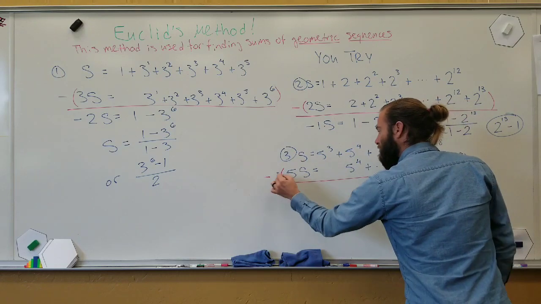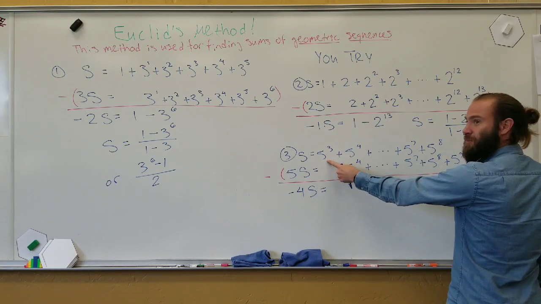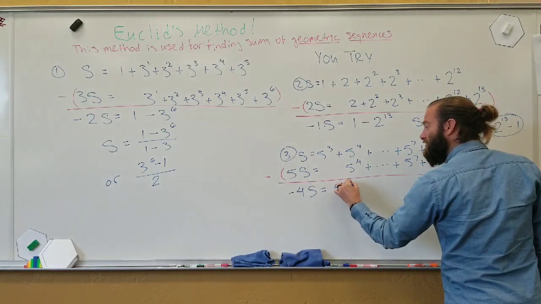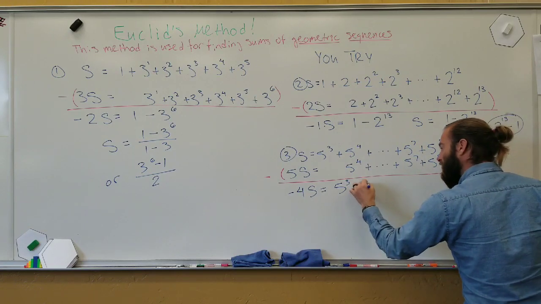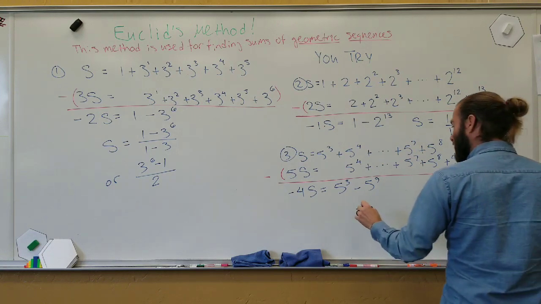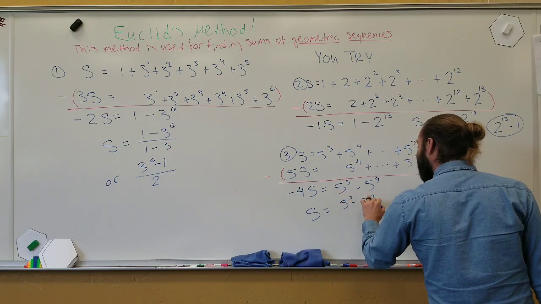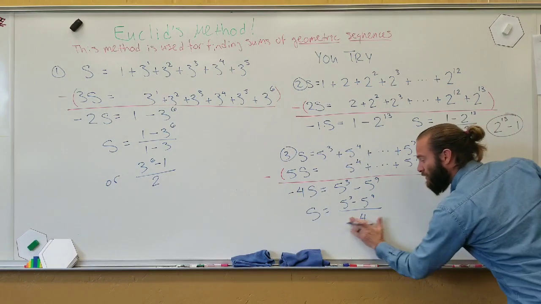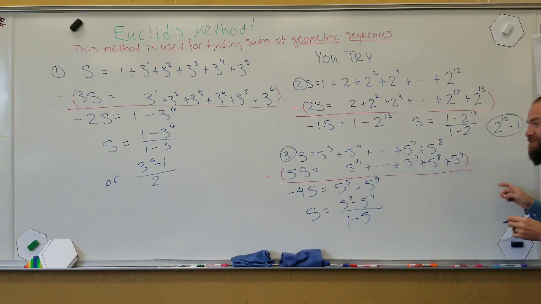And again, we get S minus 5S is negative 4S equals, now in this case our first term isn't 1, but we still take our first term, and that's the first thing here, 5 to the 3rd. And then when I do nothing minus 5 to the 9ths, it's still minus 5 to the 9ths, if that makes sense to you, right? And then in the end, what we have here is that S equals 5 to the 3rd minus 5 to the 9ths over negative 4, right? But again, I'll remind you, the negative 4 came from 1 minus 5, right?